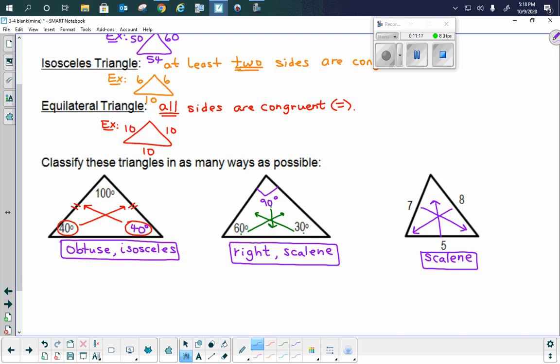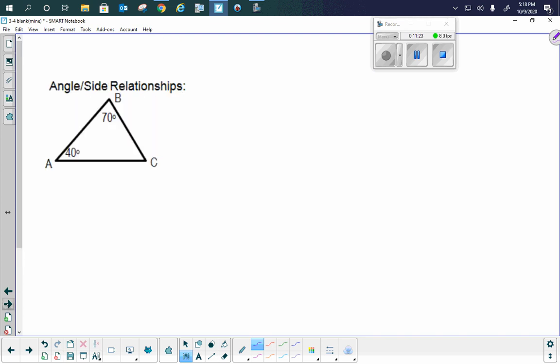All right, so that would be scalene. Now we've kind of started this a little bit, but let's talk about our angle-side relationships. First things first, when you see a triangle, the angles at the vertex, like angle A, are always labeled with capital letters. So that's the first thing to notice.